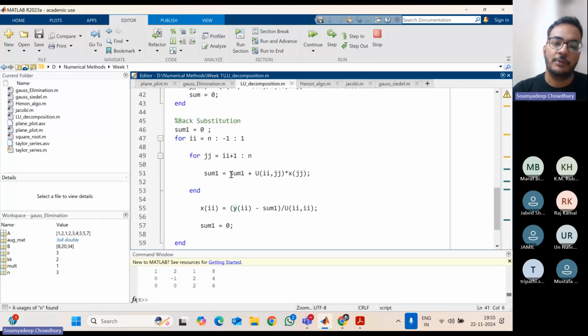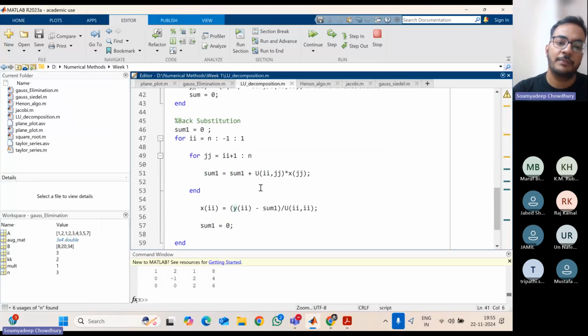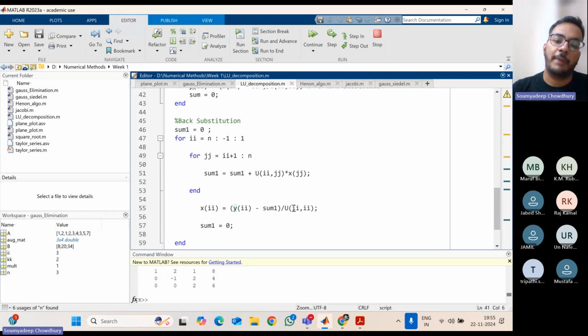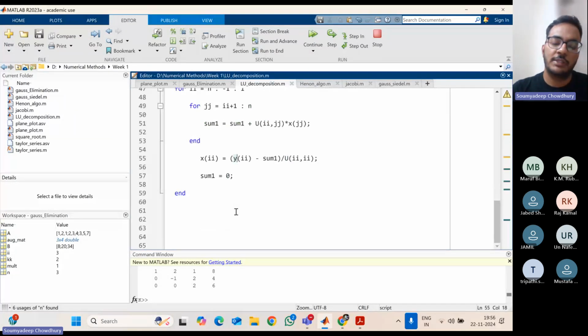Similarly, from line 47 till 59, I have performed the back substitution between U and Y, not between U and B. Just remember this. Here your coefficient matrix in line 51, you can see, is U, and your RHS matrix is Y. Once you do this, we will get X.